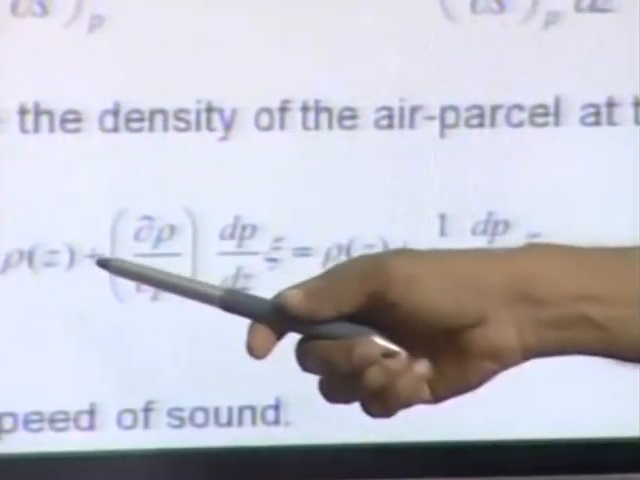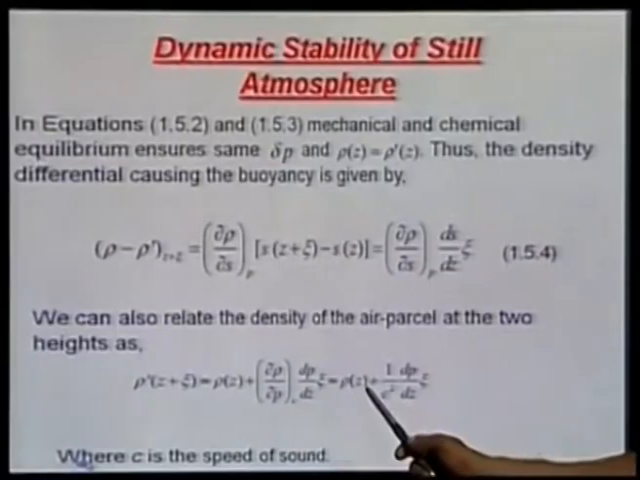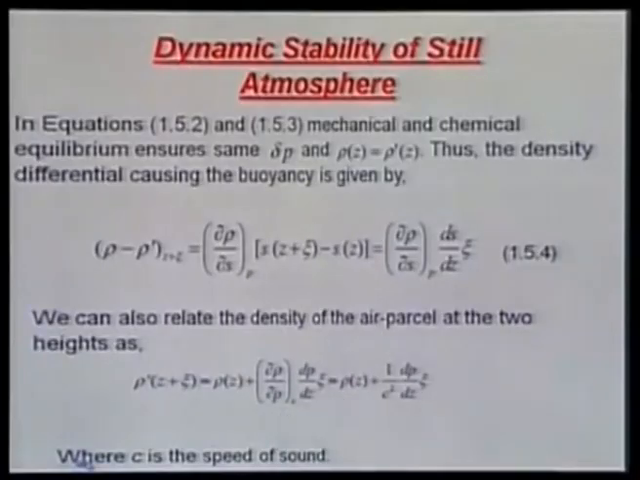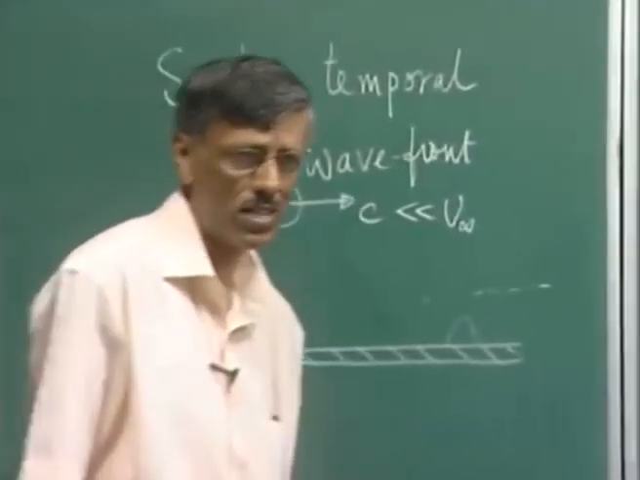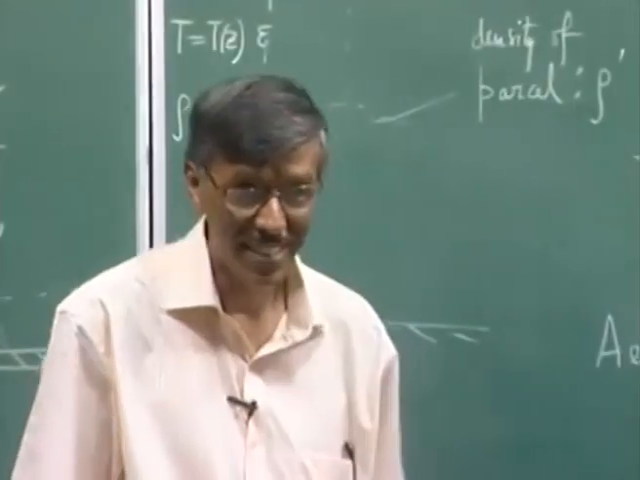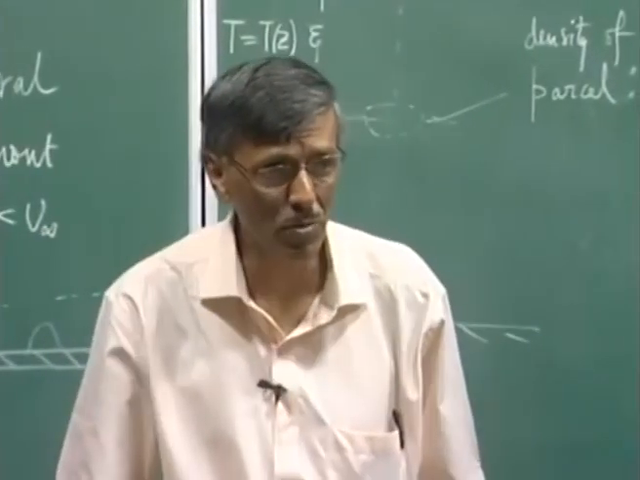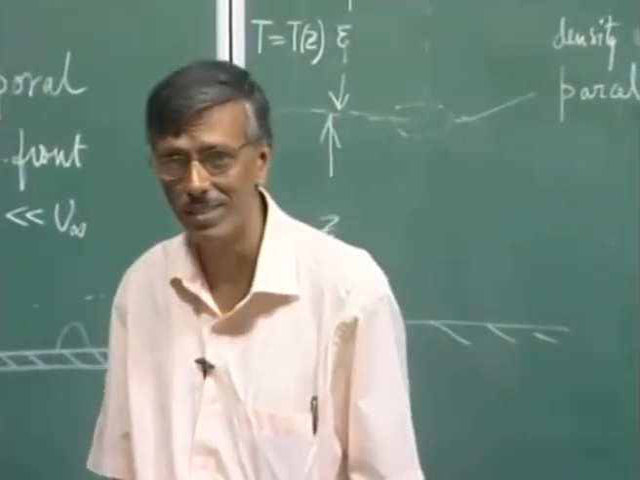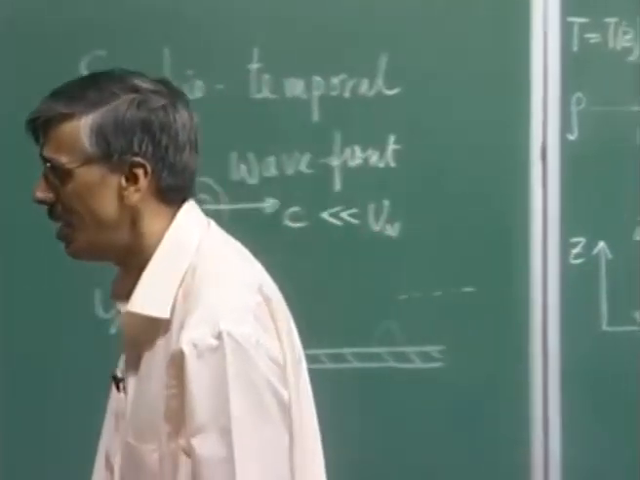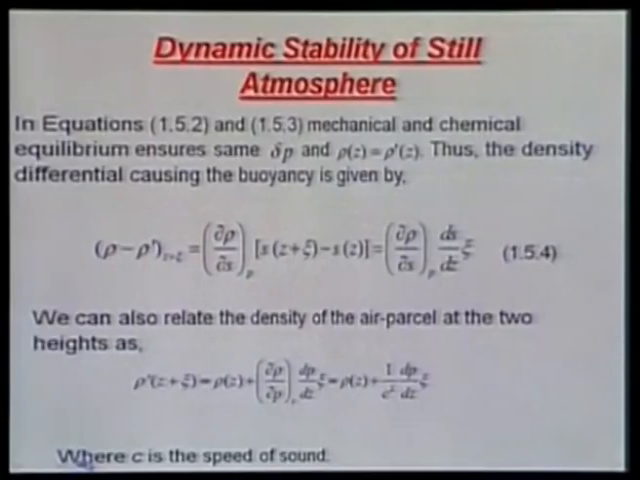So, what happens? I can write it as ρ of z plus, what about this ∂ρ/∂p at constant entropy? It is 1 over c². The speed of sound is defined like that, is it not? The speed of sound is defined like that. So, what I am seeing is that the density at the elevated height is related to the density at the lower height, plus 1 over c² dp/dz times ξ.